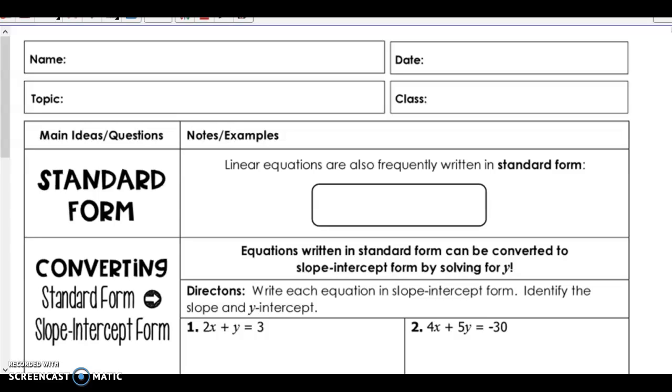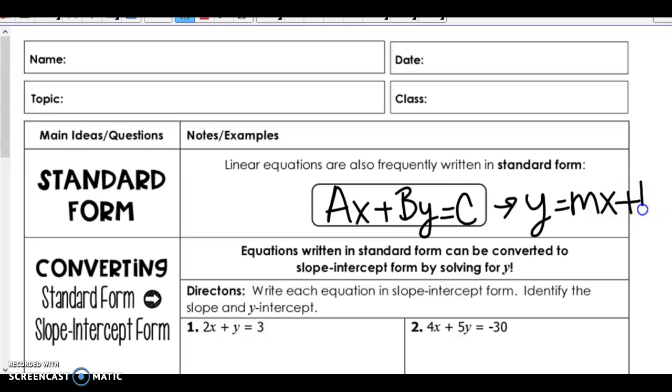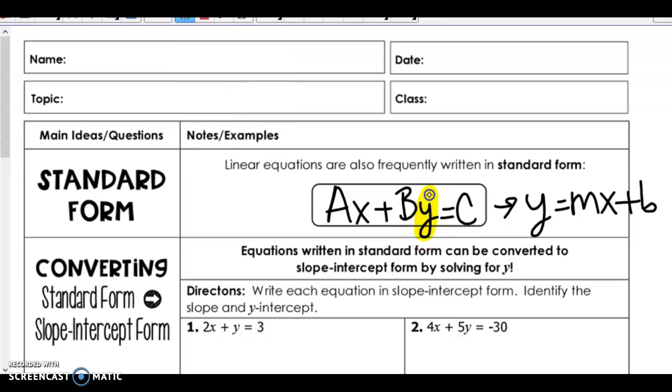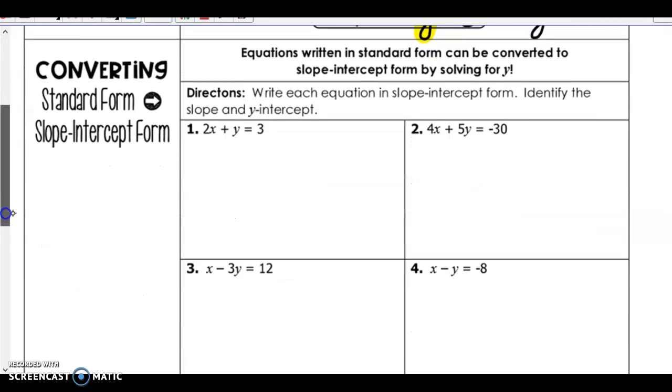Hey everybody, I want to go over how to convert from standard form to slope-intercept form. So, standard form, remember, is ax plus by equals c, and we want to convert it to slope-intercept form, which is y equals mx plus b. So the whole point of this one is to get that y right there by itself, okay? So I'll go through it and do a couple examples with you.